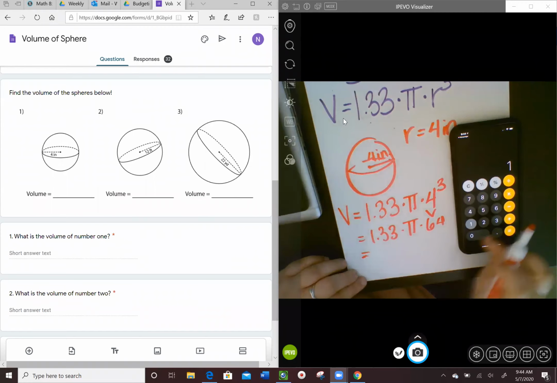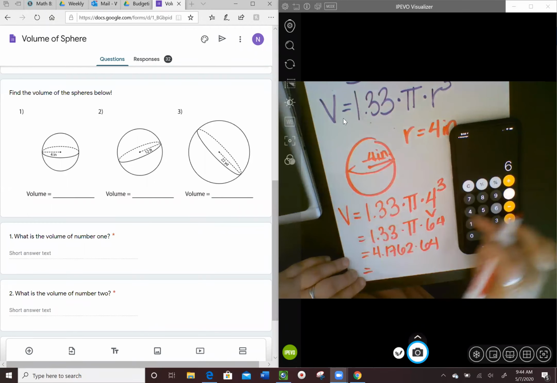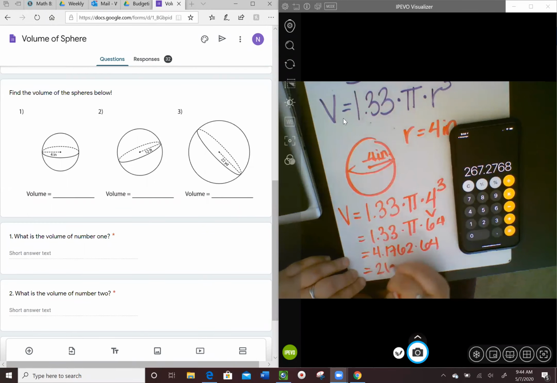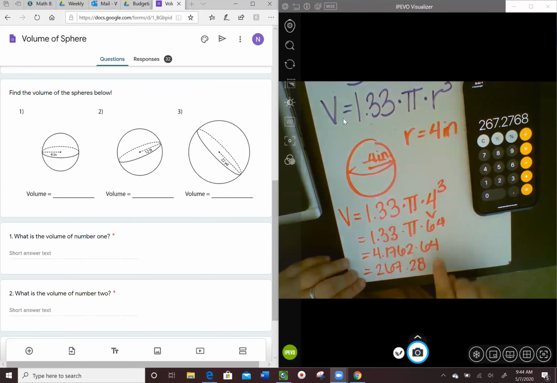So 1.33 times pi, which we know as 3.14, gives us this decimal approximation. Our last step is to multiply by that 4 cubed, or that 64, to get 267.28. Now we need units or else you didn't get the answer completely right. Our original units was inches, so our volume units are cubic inches. Whatever the original units were, we're just going to put the word cubic in front of it.